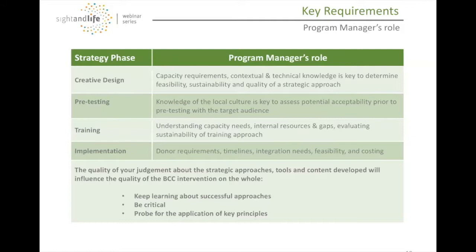In the pre-testing phase, you should use your knowledge of the local culture to assess whether the creative concepts are culturally sensitive and will be accepted by the audience in the first place. When training and implementation plans are developed, it is your call to fully understand capacity needs and make sure all strategy elements are well integrated, and also keep track of timelines and costs to make sure ideas are feasible. Overall, it is really important not to remain a passive recipient of a consultant's or agency's service, but keep learning, stay critical, and build confidence in the application of key BCC principles and requirements.